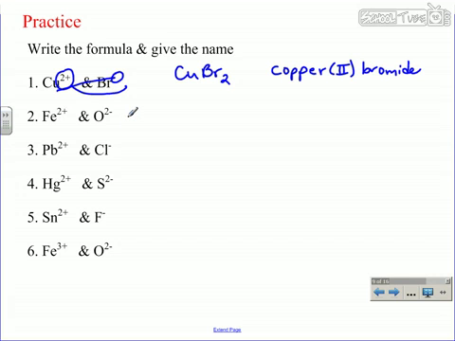Iron plus 2 and oxygen minus 2. Iron plus 2, oxygen minus 2. If the charges are the same, do we need to do anything? No. So we just write FeO.